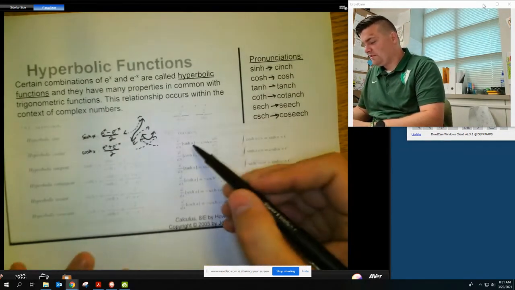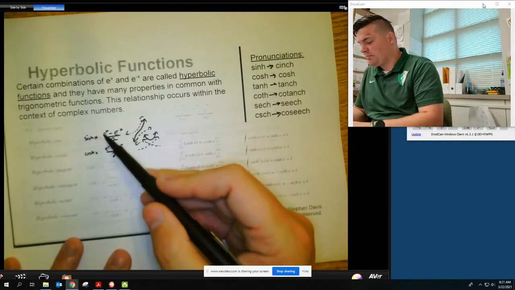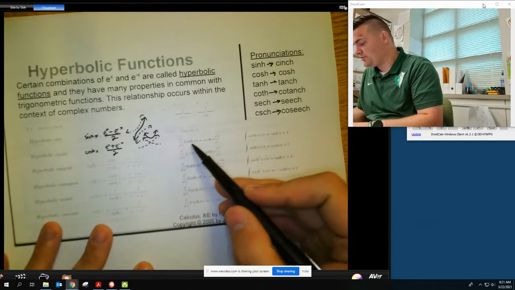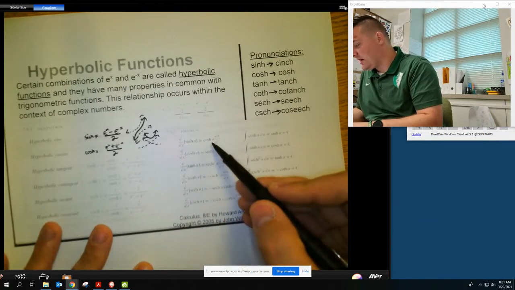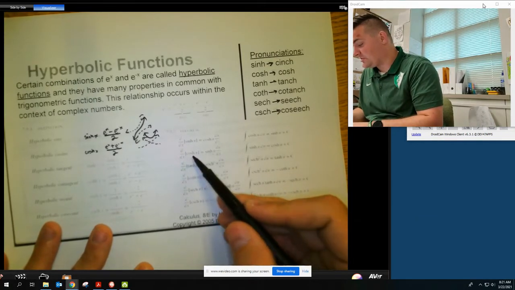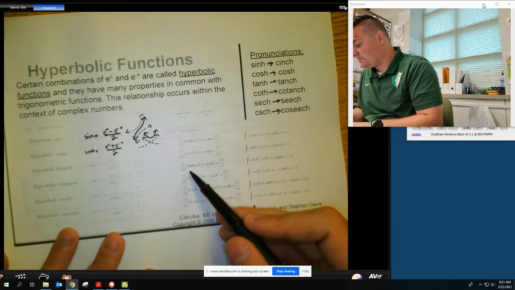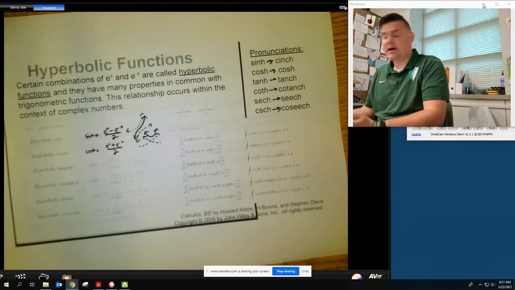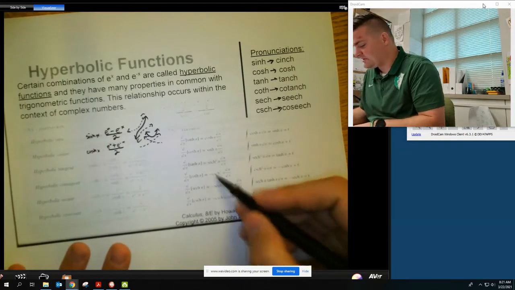If you take the derivative of these, you can take these separately, it's totally fine. But you'll notice the derivative of sinh is cosh, and the derivative of cosh is sinh. They're all positive. The derivative of tanh is sech squared, which is, again, in common with what we're used to. You can kind of get the idea as we go through down here.